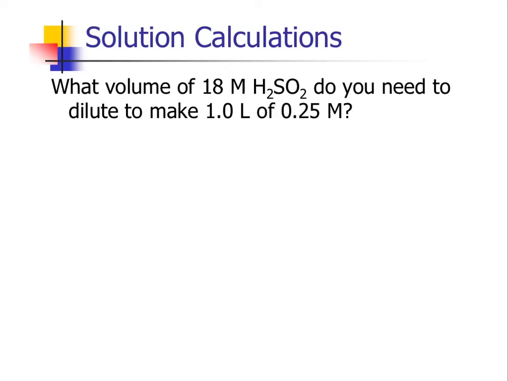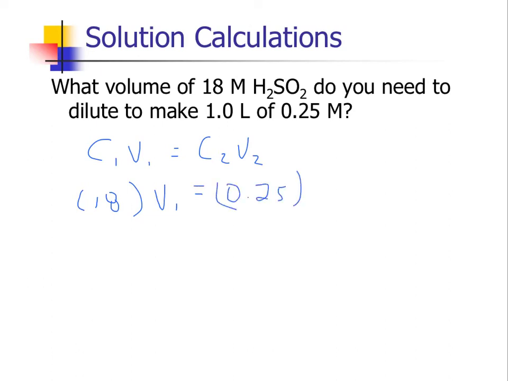In this next example, we're doing a dilution. We want to know what volume of 18 mole per liter sulfurous acid we need in order to make a 0.25 mole per liter solution. So we're going to use the equation C1V1 equals C2V2. Remember, the side that has the ones on it is what you start with. So I'm going to start with an 18 mole per liter solution. I want to know what volume I need in order to make a 0.25 mole per liter solution, and I want to make 1 liter of it.